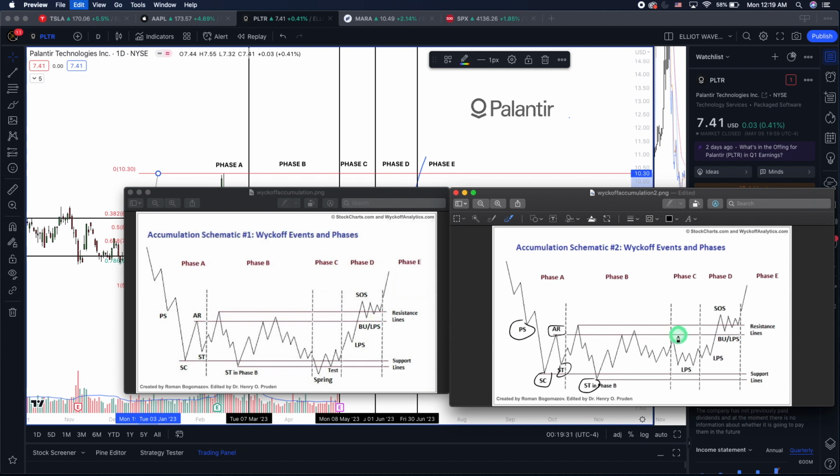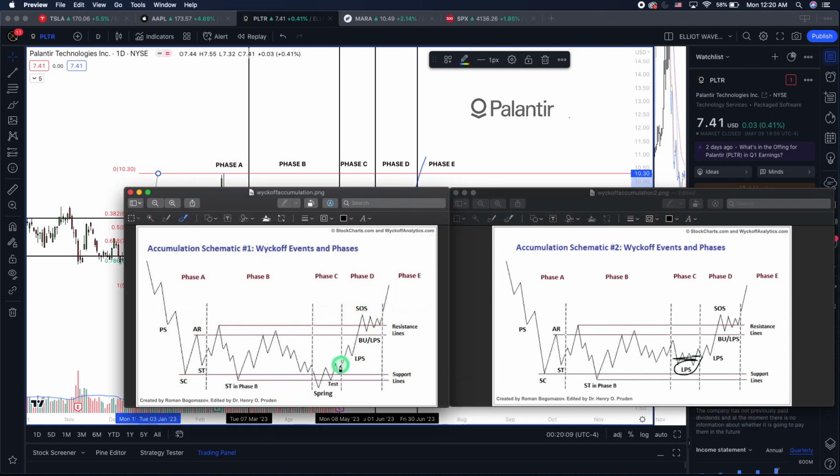The only difference is basically in the phase C aspect of it, whereas in schematic number 2, you have this last point of support without the spring movement, right? In schematic number 1, you do end up having a spring movement that goes lower than your sign of weakness. And that is a very quick move, made by market makers and smart money, to push you out of your position and get you to sell so that they can get better positions to go long, right? So that's, I believe, what is playing out.